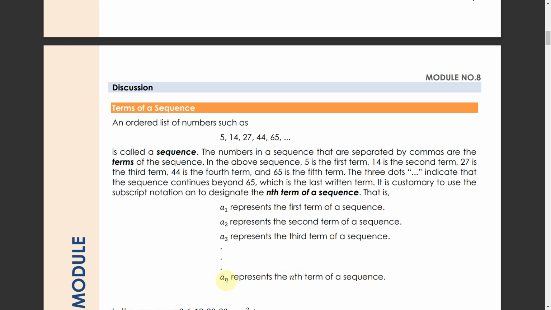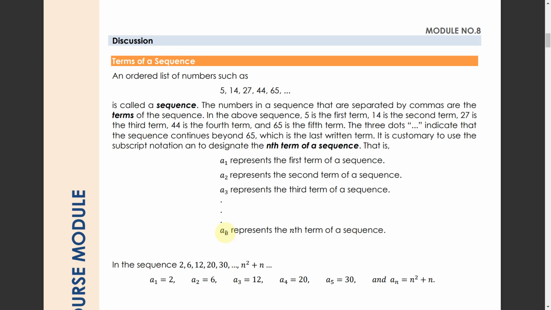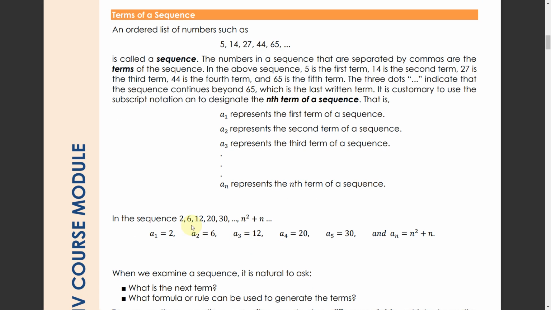The n here is the position of the term. If it is the 10th term, you write a sub 10. So that is the 10th term. In the sequence 2, 6, 12, 20, 30, then we have n squared plus n. So a sub 1 here is our 2, a sub 2 is 6, a sub 3 is 12, a sub 4 is 20, a sub 5 is 30, and our a sub n is this n squared plus n.